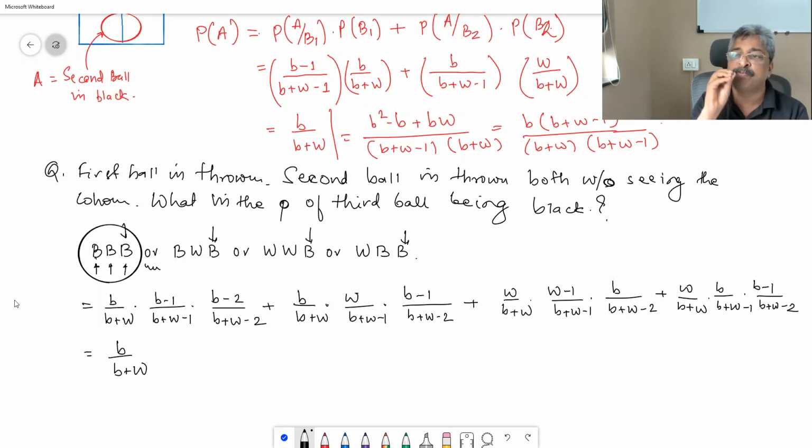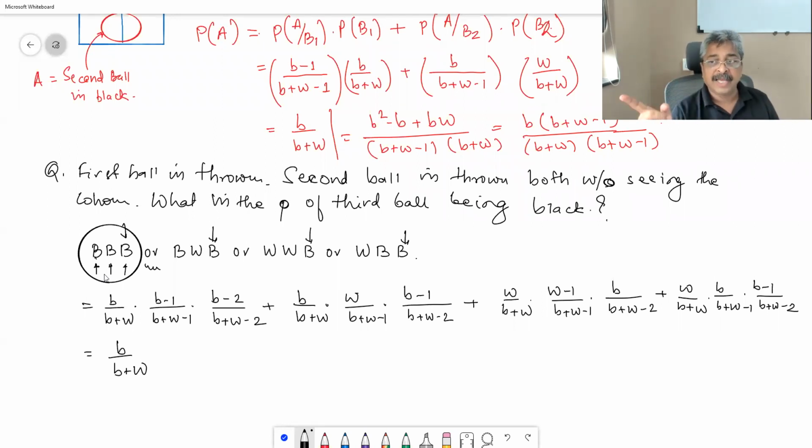If the first ball is black and thrown, the second ball is white and thrown, and the third is black, what is the probability that the third is black? Then only the second term will be the answer in that case. But because we are not seeing the balls being thrown, all four possibilities will be there, and after simplification you will get the initial probability.